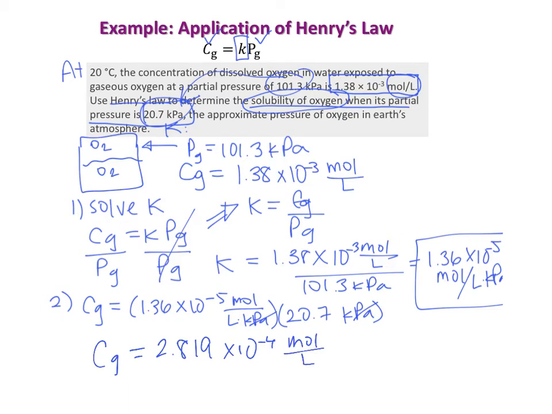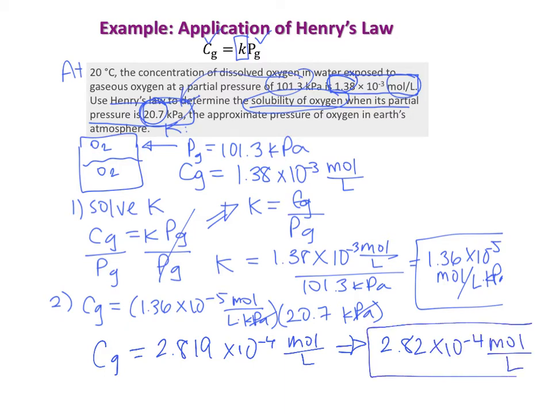Now, based on sig figs, we should keep it at 3, right? These are showing that our lesser amount of sig figs is 3. So it should end up being 2.82 times 10 to the negative fourth mole per liter.